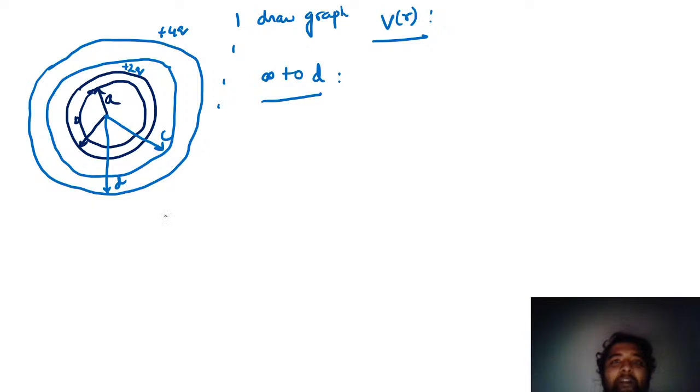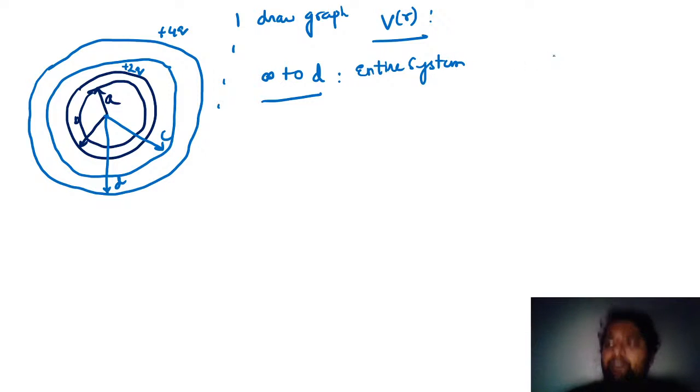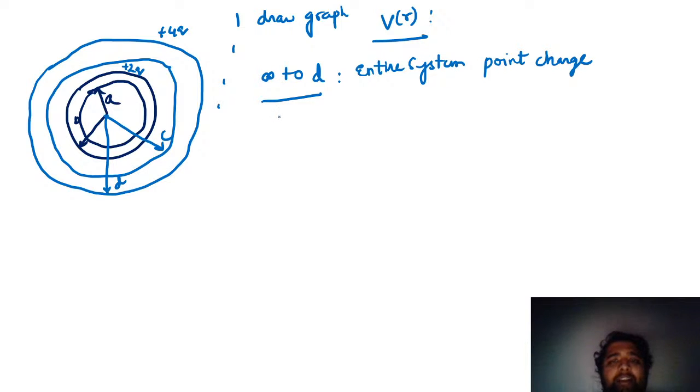Okay. From infinity to D, the entire system will behave like a point charge. So directly we can say the potential will be equal to K into total charge by R, which is equal to 6KQ by R. Got it? From infinity to D, this is how it behaves.